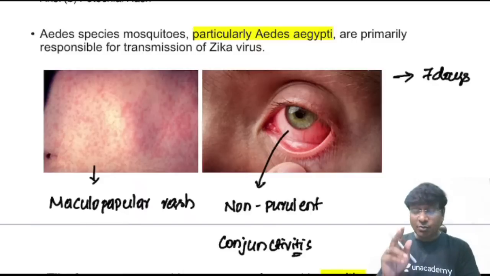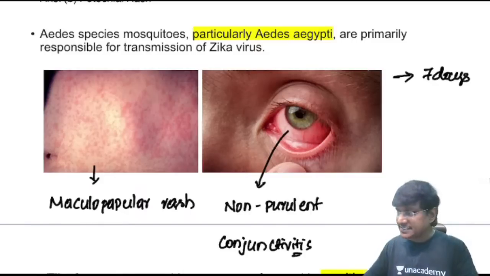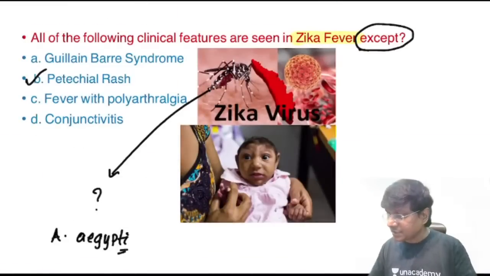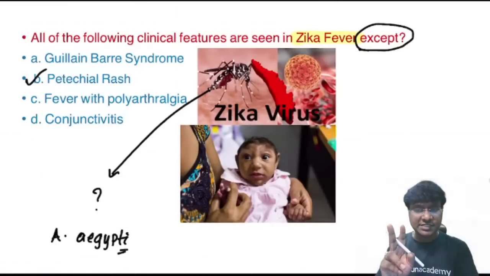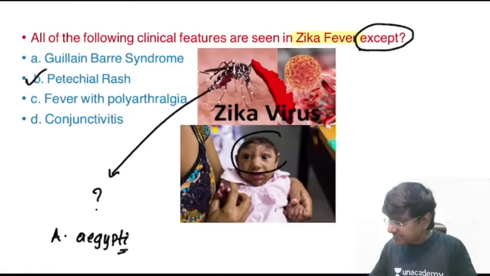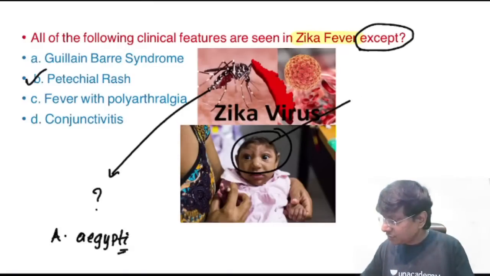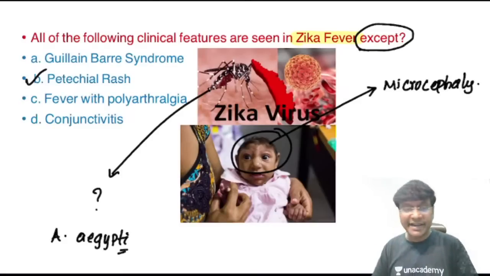Okay, and what are the neurological complications? This is very, very important in case of Zika virus. You take the neurological complications. There are two important neurological complications. One is, you can see the head of the baby, and it is very short. What is this called? This is called microcephaly.